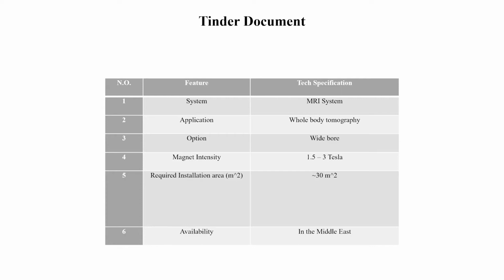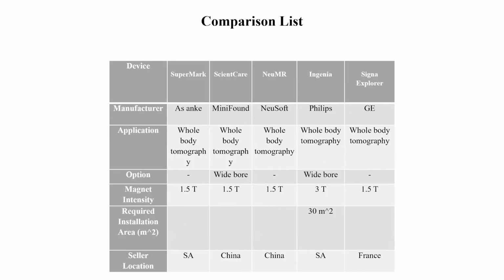The magnet intensity is between 1.5 to 3 Tesla. The area is estimated to be about 30 square meters. And for the availability, we prefer to have vendors from the Middle East. So, moving to the comparison list, as we can see, we have 5 different alternatives from different vendors. Most of them are from outside the region.